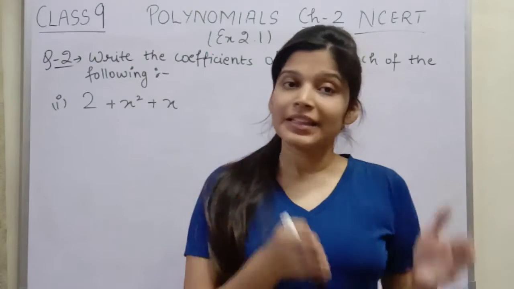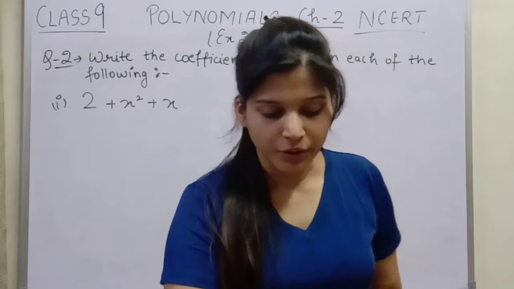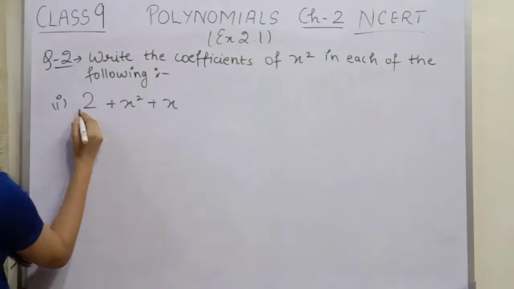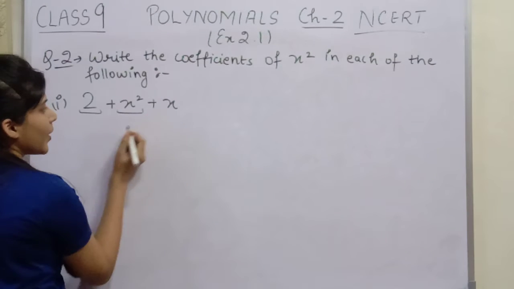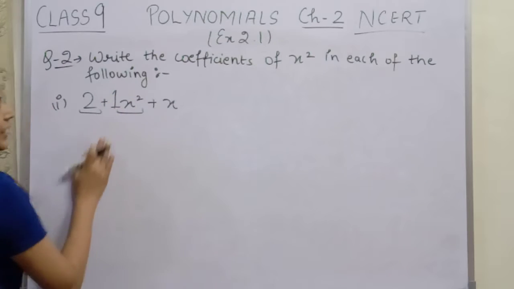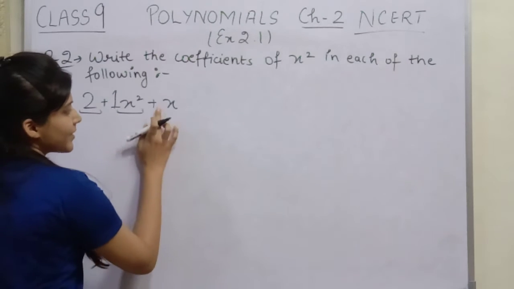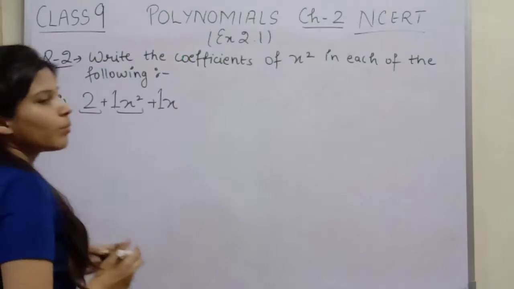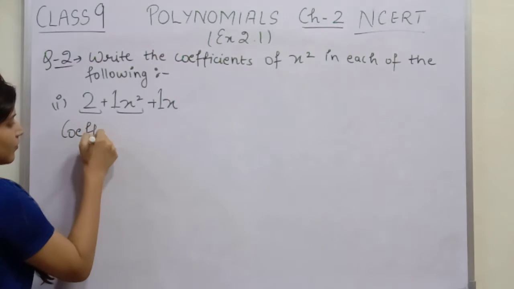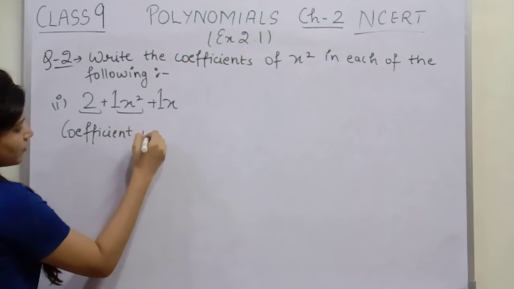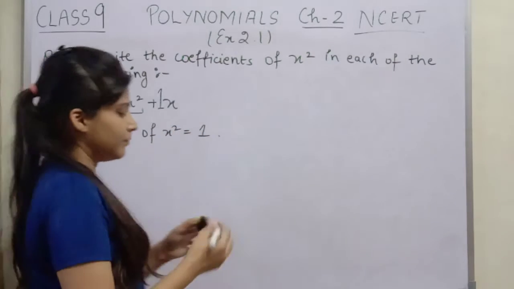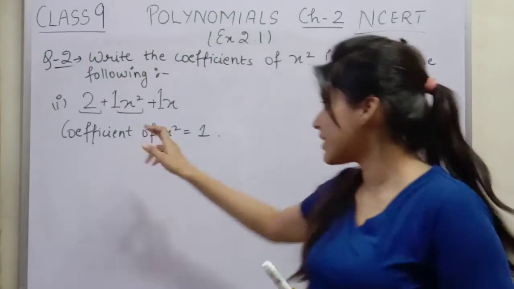Coefficient means the number जो variable के साथ होता है. So if we talk about this first part, in this part 2 is the constant term, अब ये x square है. But with x square we do not have anything. But अगर कुछ भी नहीं है तो 1 तो multiply हो ही सकता है. Similarly with this x also we have 1, right? So the coefficient of x square is 1.